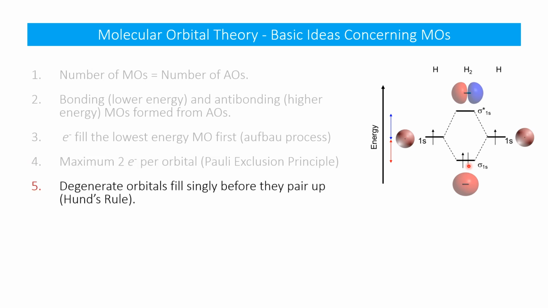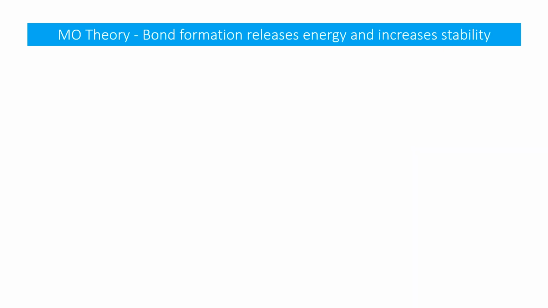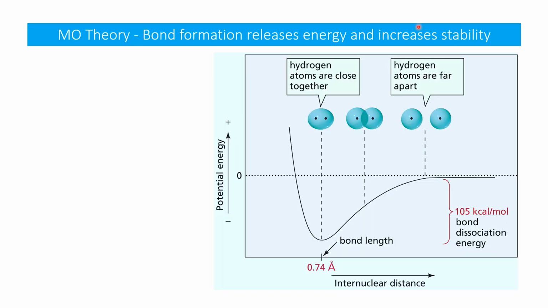Remind yourself that degenerate orbitals fill singly before they pair up. This is Hund's rule, and we'll see this later. We move on. Let's look at this diagram, which shows the formation of a bond.